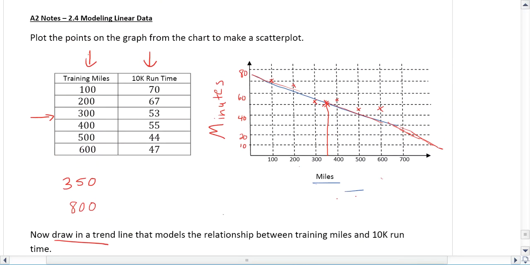So you hit Stat, Edit, and then you would enter this under list 1 and enter this column under list 2. So you just punch 100, enter, 200, enter, and so on till all that data is on the lists.